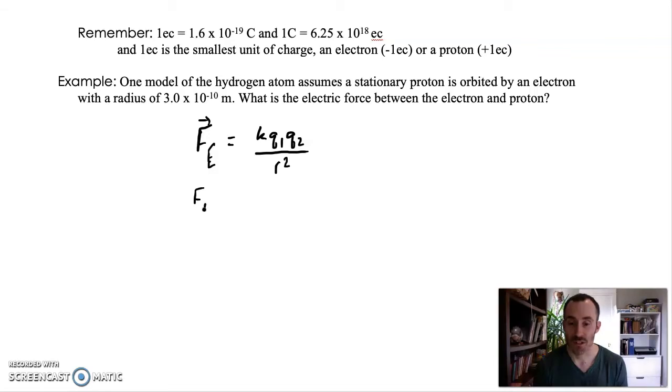So electric force, in this case, is 9 times 10 to the 9 times Q1, which is 1 EC, right? But 1 EC is 1.6 times 10 to the negative 19 coulombs. Okay, so that would be the proton. And then the electron is the same but negative.